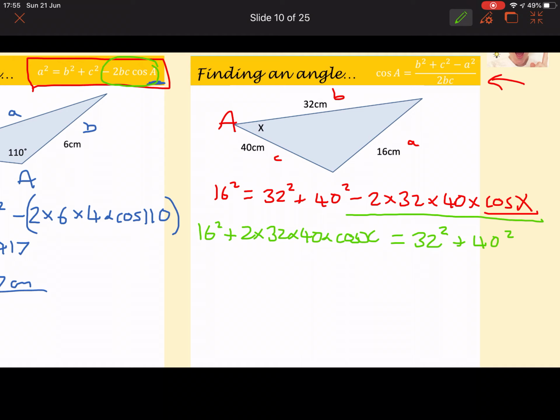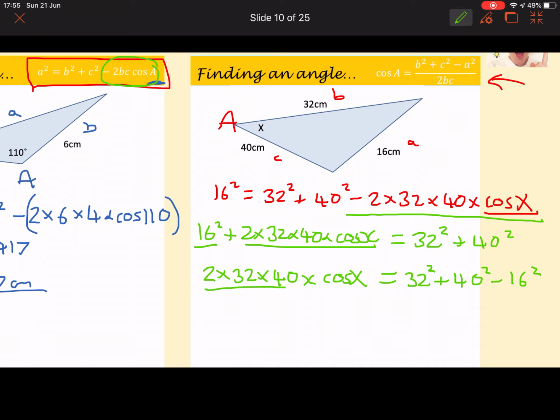Now I've got two terms here. I've got 16 squared plus 2 times 32 times 40 times cos x. So let's take away 16 squared. So I'm still left with 2 times 32 times 40 times cos x, and that should equal 32 squared plus 40 squared minus 16 squared. Alright, so I'm getting there. I'm getting closer to having just cos x on its own and it being positive.